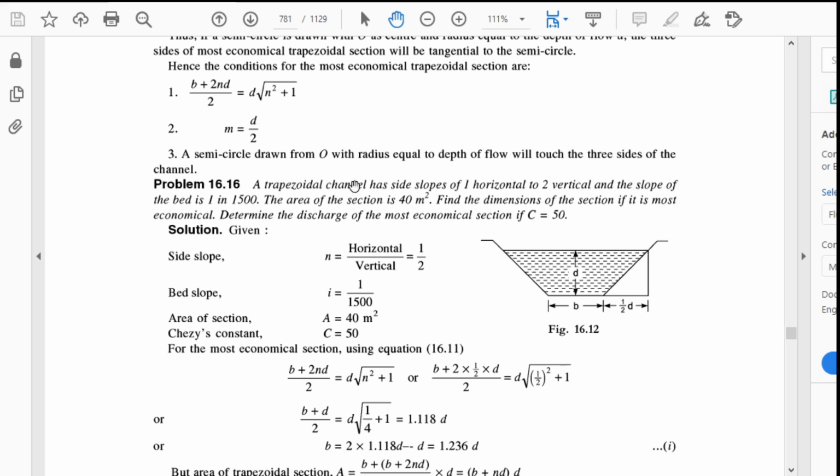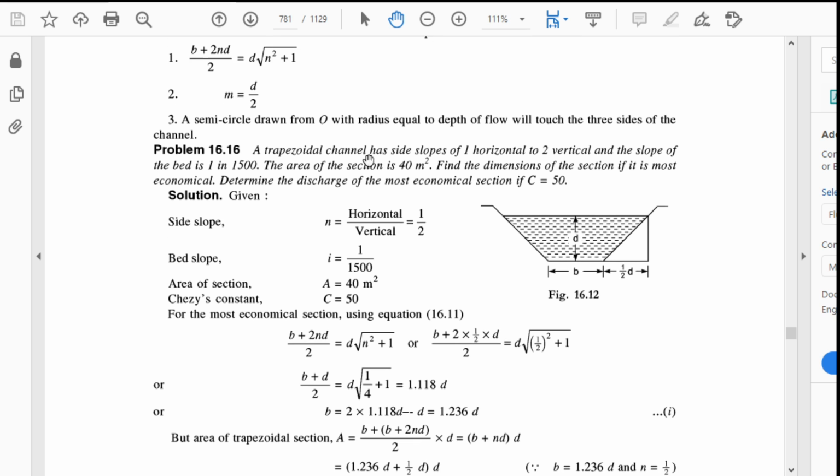And the third condition is when we draw a semicircle along this trapezoidal channel, then that semicircle should touch all the three sides of the trapezoidal section. That is, a semicircle drawn from O with a radius equal to the depth of flow will touch the three sides of the channel. These are the three conditions for your most economical trapezoidal channel section. So we'll move further for the numericals.